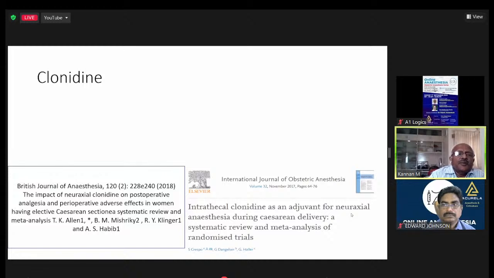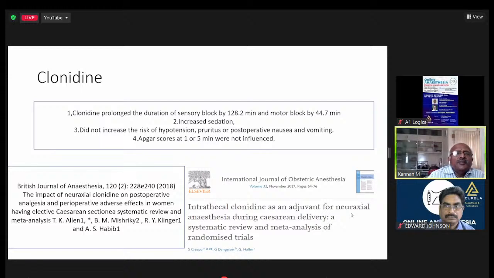For instance, if you take clonidine, there are two meta-analytic papers published in 2017 and 2018, and they conclude the following. Clonidine prolonged the duration of sensory block by 128 minutes, and the motor block by about 44 minutes extra. It increases sedation. It did not increase the risk of hypotension, pruritus, vomiting, nausea, and things like that. And the Apgar scores are also not influenced by this. So, clonidine can be used to prolong the action of the local anesthetic, but it may not be as good as narcotic drugs like morphine.